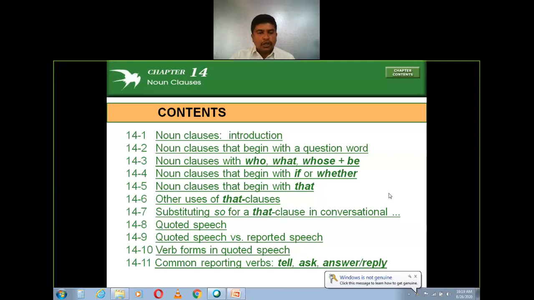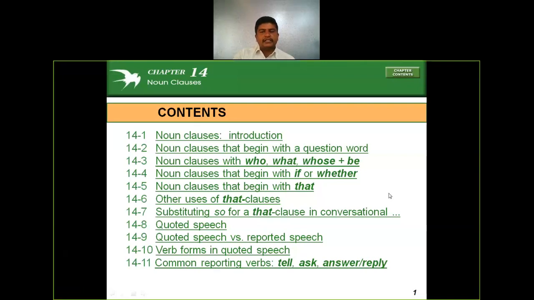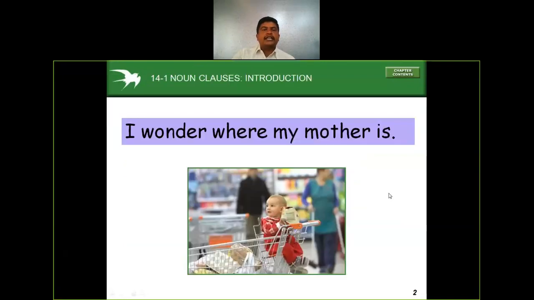And you will also learn about quoted speech. Quoted speech versus reported speech. You will learn about verb forms in quoted speech. Common reporting verbs. Which are the common reporting verbs? Tell, ask, answer, reply.